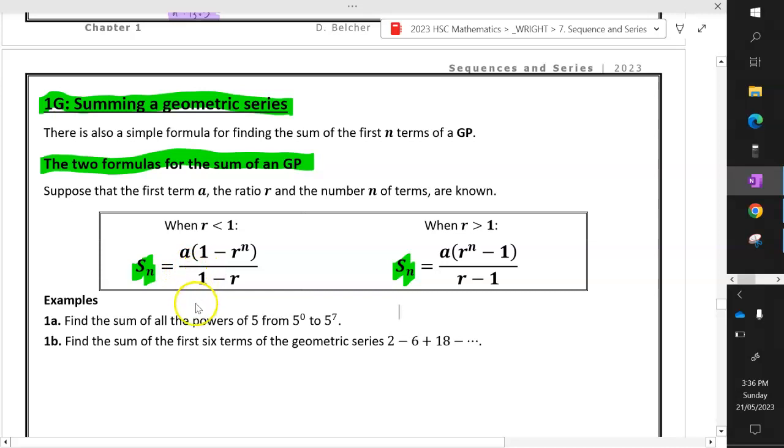Now, the formula that we use will depend on whether our common ratio, which is R, is less than 1 or whether it is greater than 1. If it is less than 1, then our R becomes after our 1, and it's A times 1 minus R to the N all over 1 minus R. And if our R, or our common ratio, is greater than 1, then it sits before the 1, and it becomes R to the N minus 1 all over R minus 1.